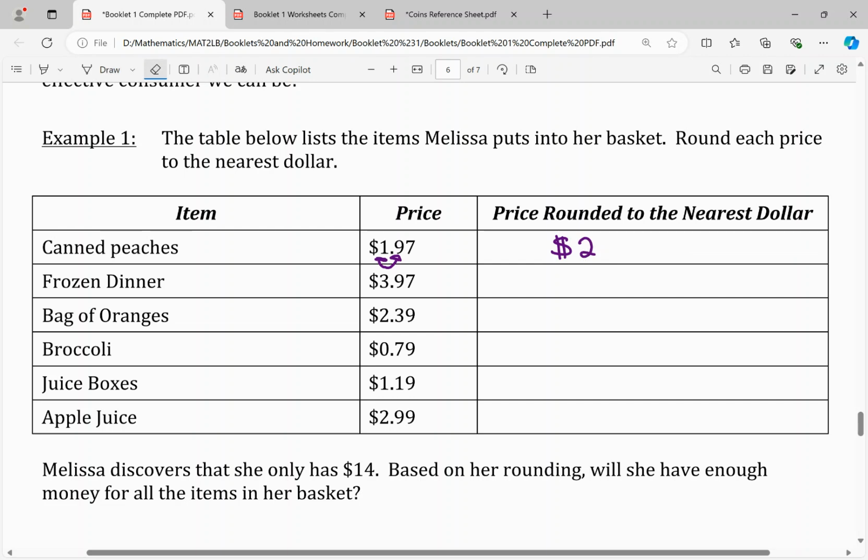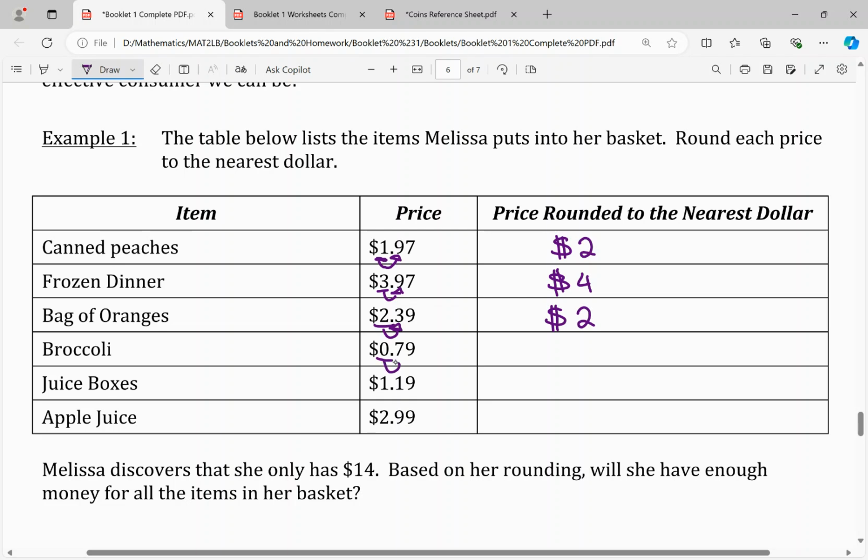Frozen dinner costs $3.97. If I'm rounding to the nearest dollar, I'm rounding this 3, and the 9 tells me to round up, so the 3 goes up to a 4. The frozen dinner is about $4. A bag of oranges costs $2.39. We're rounding the 2, and the number after the 3 tells us to round down because 3 is smaller than 5. So the 2 gets rounded down, which means that it stays the same. A bag of oranges is about $2.